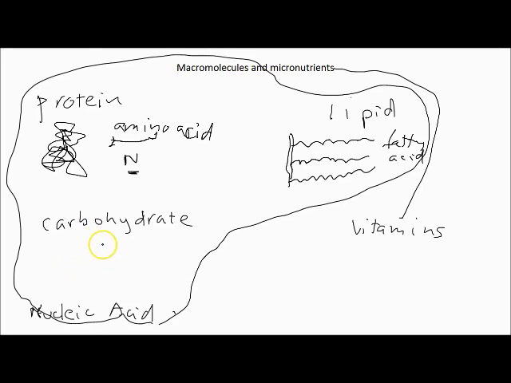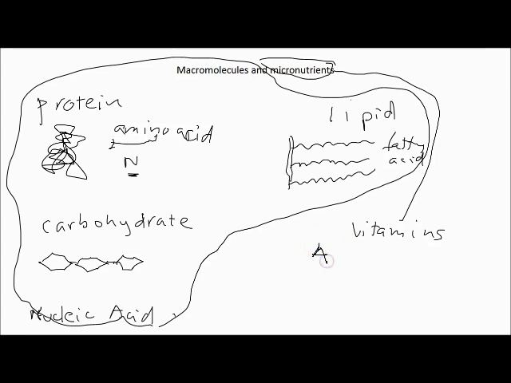Carbohydrate. This is like your sugar and your starch and stuff like that. It's a long chain of sugar monomer, for example, glucose or ribose. So it's these. Nucleic acid, not have to concern about it. And then vitamins. Vitamins, again, are micronutrients, not macromolecules. So you only need very little of it. And 3 examples of vitamins that you need to know are vitamin A, C, and D.